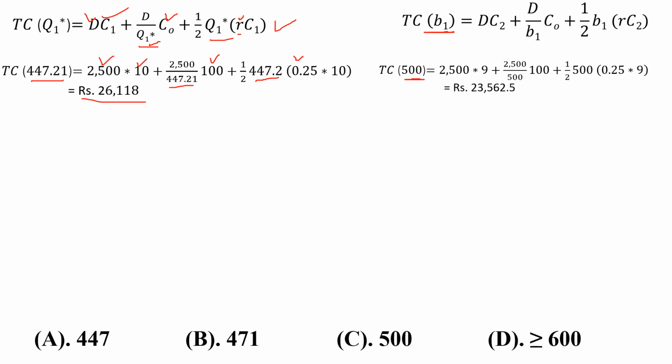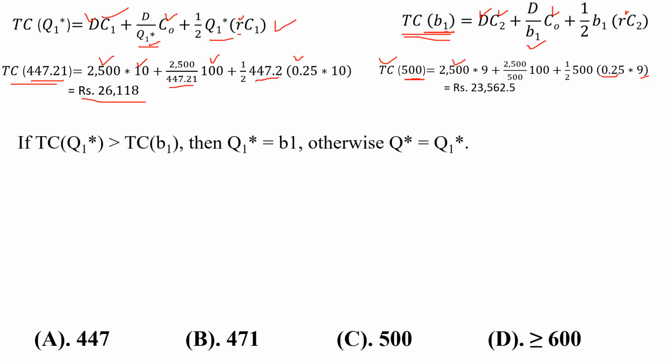Similarly, calculate the total inventory cost at the B1 quantity. For the 500 quantity, D is 2500, C2 is 9 rupees, B1 is 500, C0 is 100, and r is 0.25. Substituting all the values in the TC at B1 equation, we get the total inventory cost for 500 units as 23,562.5.